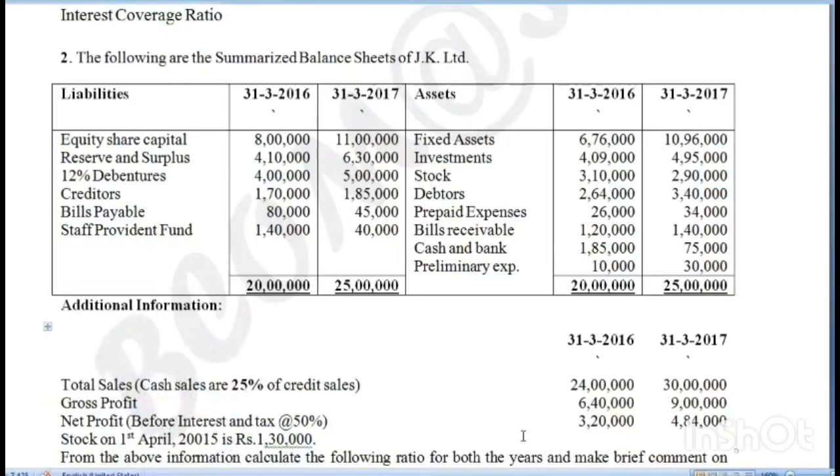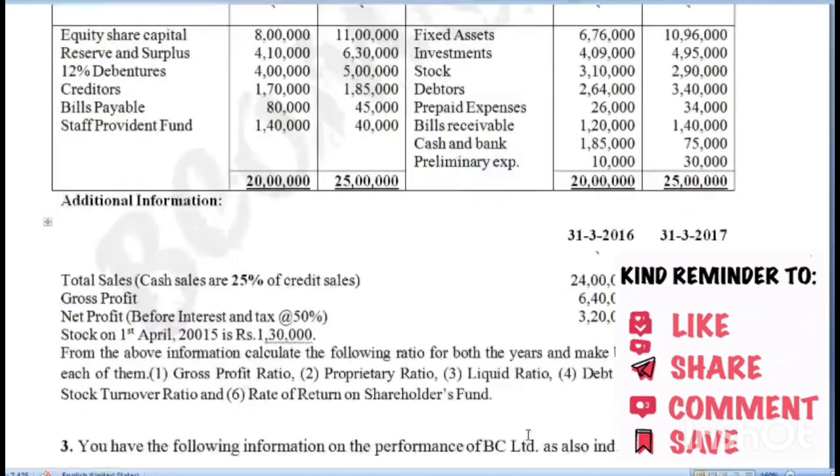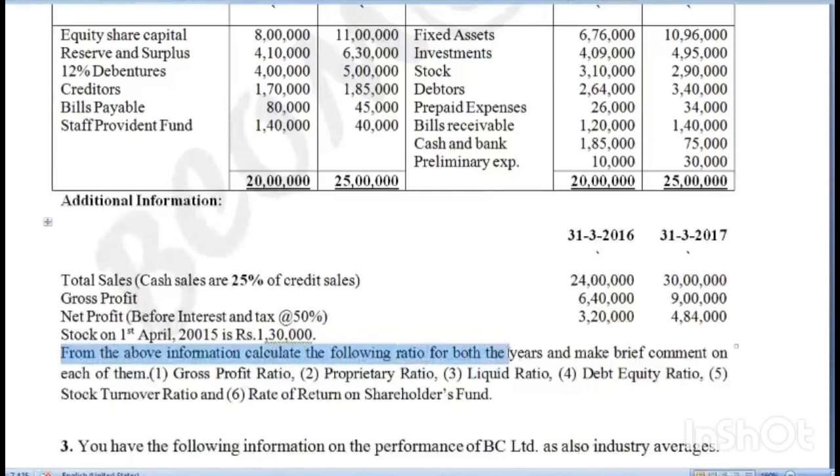So today we will discuss example number 2. In this example, 2 years' information is given to you, and on the basis of this information, you are required to compare the current year's position with the previous year's position and comment whether it is good or requires some improvement. He said that from the above information, calculate the following ratios for both the years and make a brief comment on each of them.